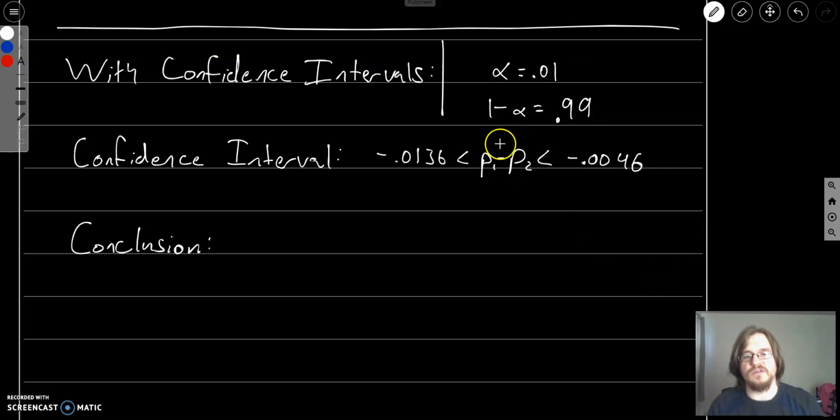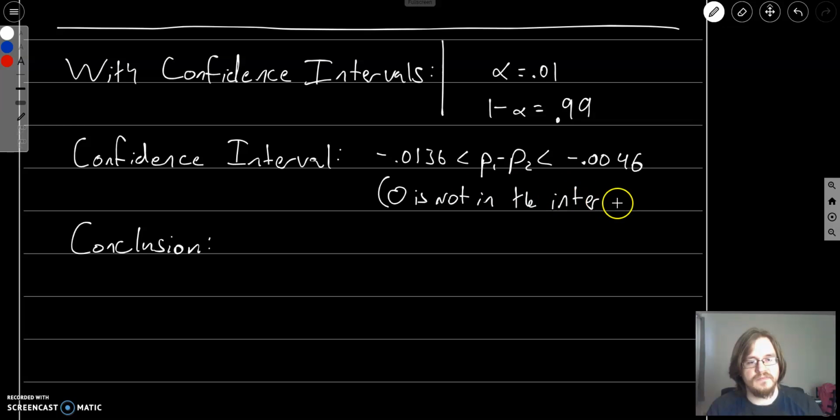So what is the conclusion that we can draw here? Well, 0 is not in this interval. So what does this mean? This means that P1 minus P2, we are confident, is not 0. So we are confident that P1 and P2 are not the same number. So we get to reject the null hypothesis that P1 is equal to P2.